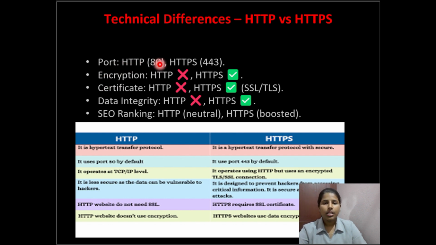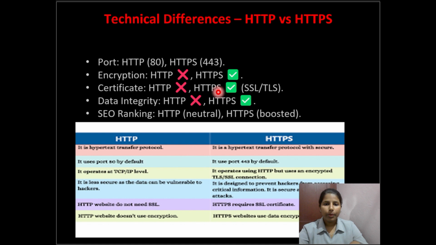As I mentioned, HTTP uses port 80, and HTTPS uses port 443. In HTTP there is no encryption, in HTTPS there is. And for the certificate, as I mentioned with the three-way handshake, HTTP does not share a certificate, while in HTTPS the SSL and TLS certificate is shared. Data integrity is also absent in HTTP, but present in HTTPS. And SEO ranking is neutral for HTTP, but boosted for HTTPS. So these are some of the main technical differences.